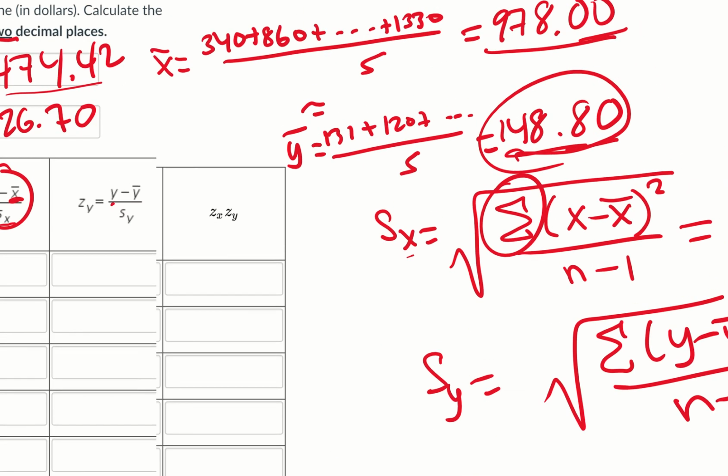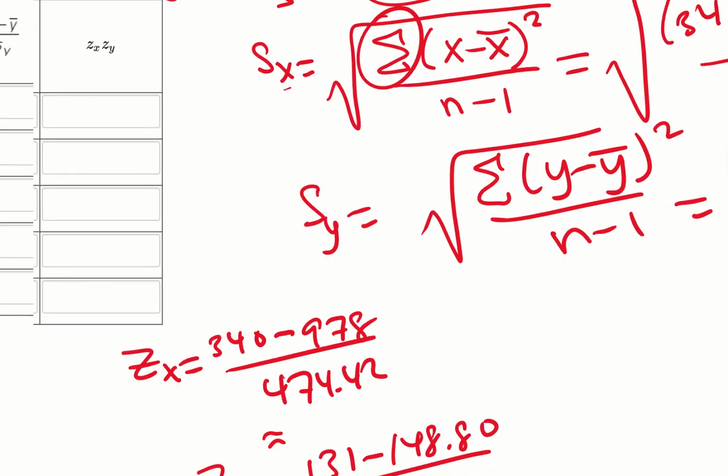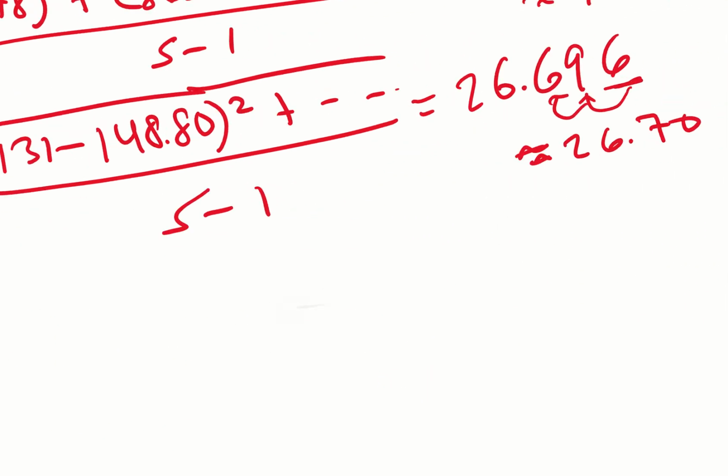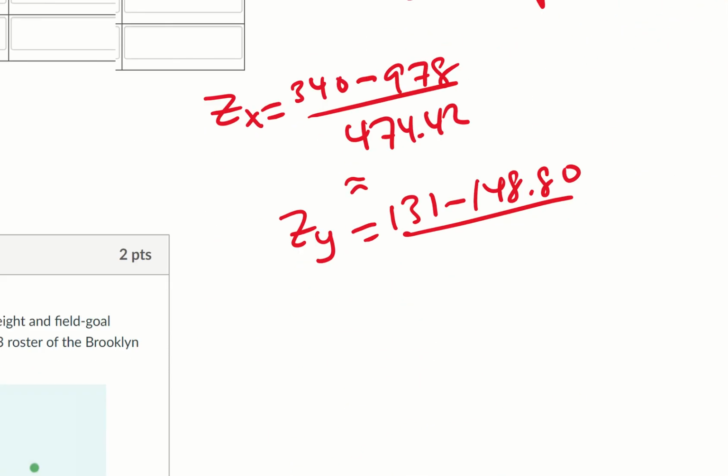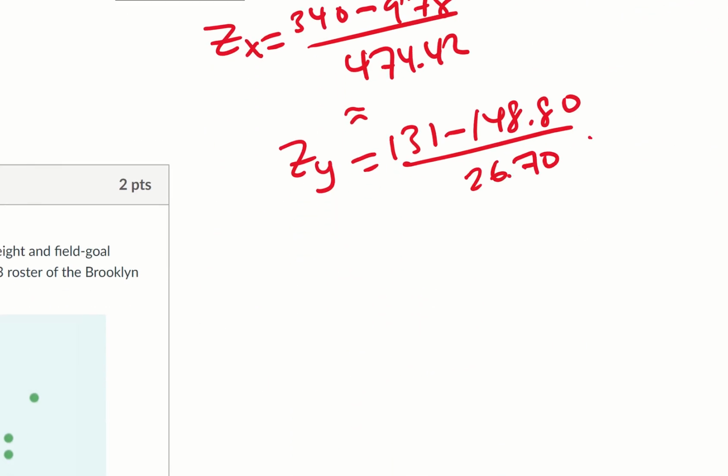Divide that by the standard deviation for y, which we calculated, and it was 26.70. And then you can calculate the zy for that. And then to do the last column, you have to multiply these two numbers together. So multiply zx times zy.